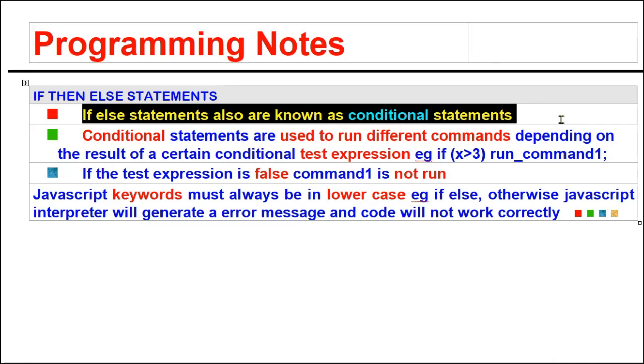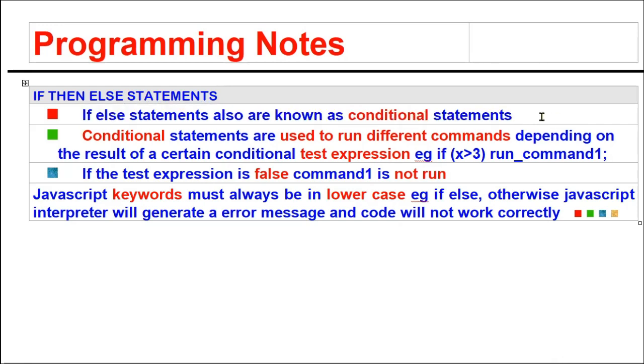So for example, you could say, if it's raining today, then I'm going to take my umbrella with me, and if it's not raining, then I don't need an umbrella. The same way you could say, if x is less than 3, print out this command, or if x is larger than 3, do something else. So you can use conditional statements to perform different actions.